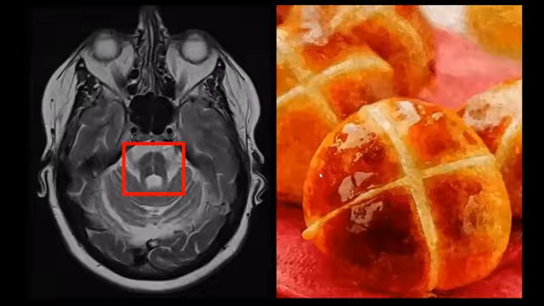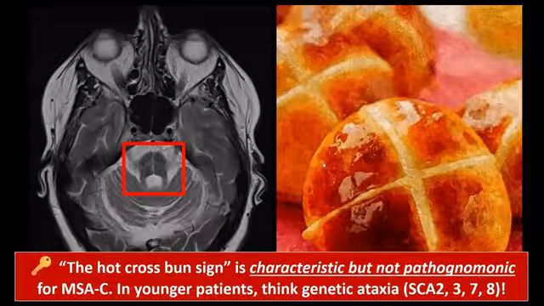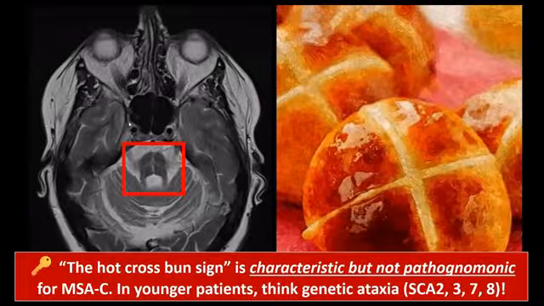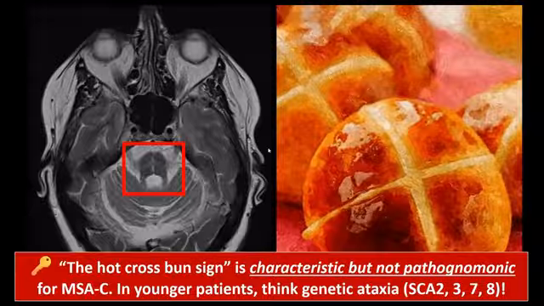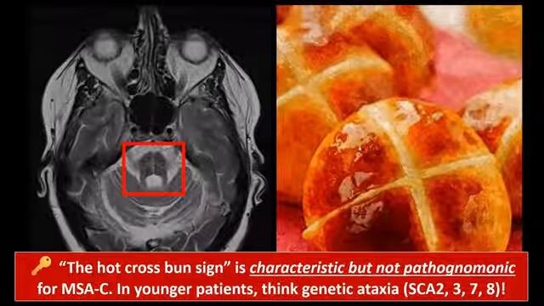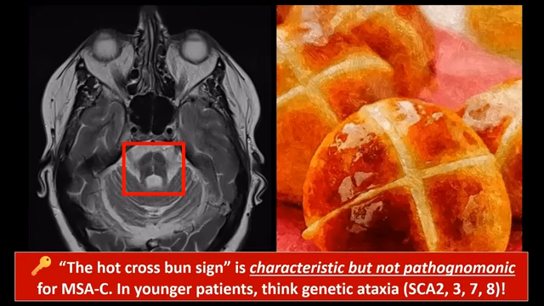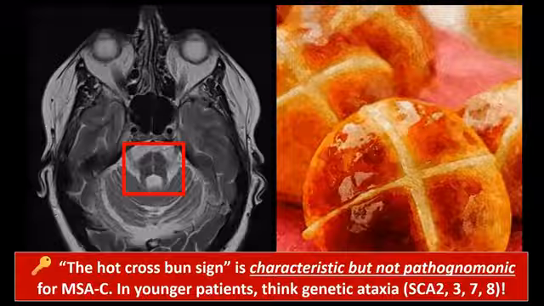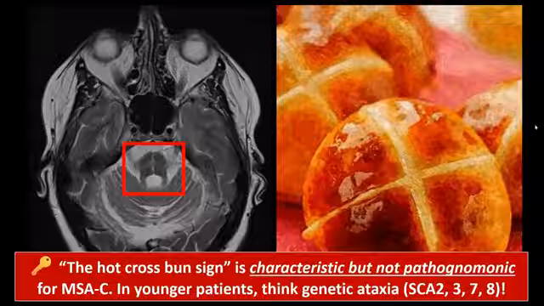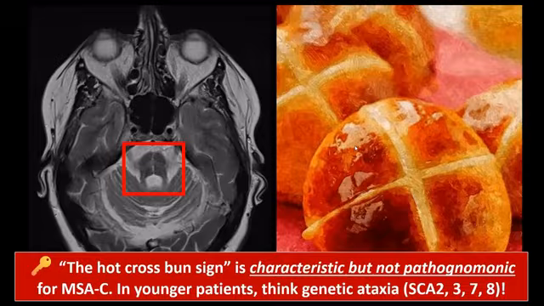It is, however, not 100% pathognomonic, because this feature can also be seen in some other quite rare degenerative diseases, like, for instance, the hereditary genetic ataxias, some of the spinocerebellar ataxias. Now, multiple system atrophy tends to occur in older patients. If you see this sign in younger patients, also with signs of cerebellar ataxia, think one of the spinocerebellar ataxia syndromes, more specifically type 2, 3, 7, or 8.